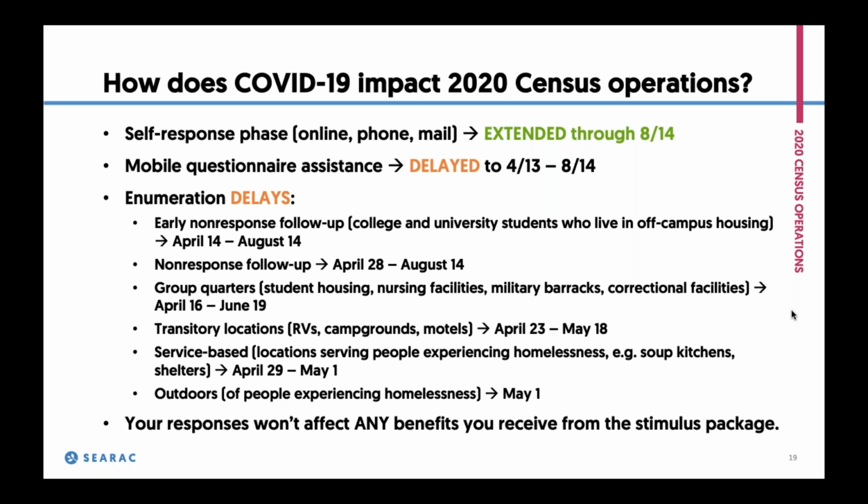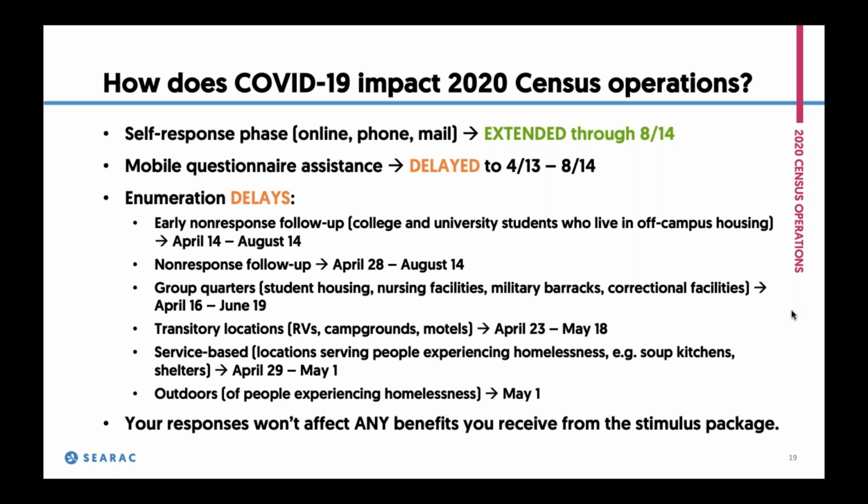Other delays have to do a lot with the enumeration processes. Early non-response follow-up, for college and university students who live in off-campus housing, has been delayed to April 14th as well. And then regular non-response follow-up has been pushed back to April 28th, so the end of April. Both of those wrap up around August 14th as well. The group quarters, so this is student housing, nursing facilities, military barracks, correctional facilities, is delayed until April 16th, and that'll go on until June 19th.